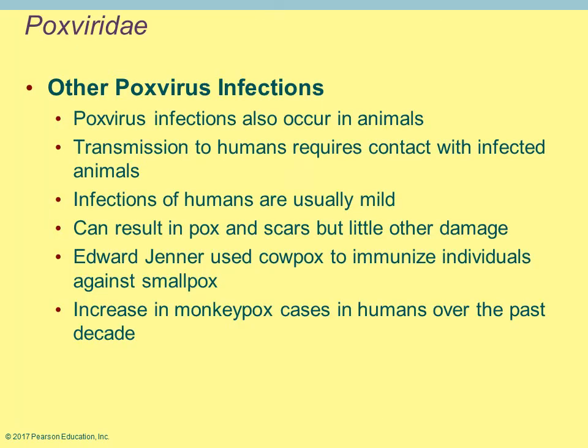There are some other poxvirus infections that occur in other animals, and in order for it to be transmitted to humans, you would have to have contact with the infected animal. So even if it does happen, it's usually a very mild type of infection. Edward Jenner used cowpox when he was trying to come up with his vaccination regimen. He used cowpox to immunize individuals against smallpox.